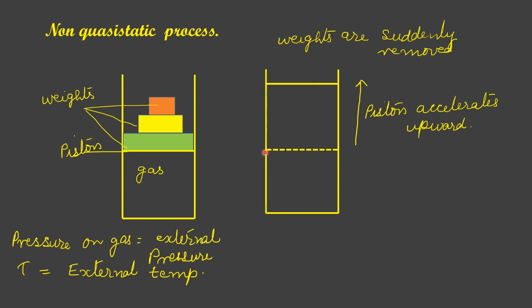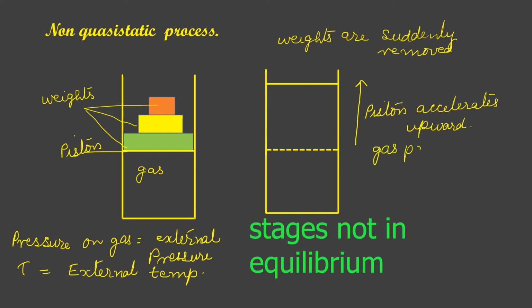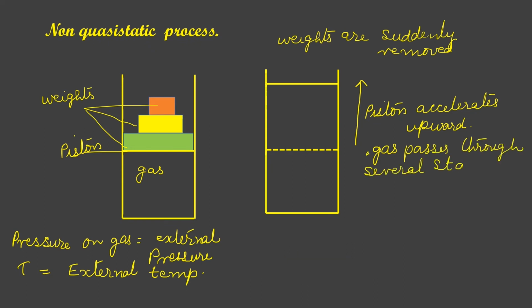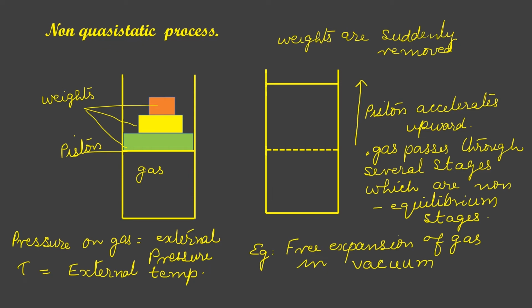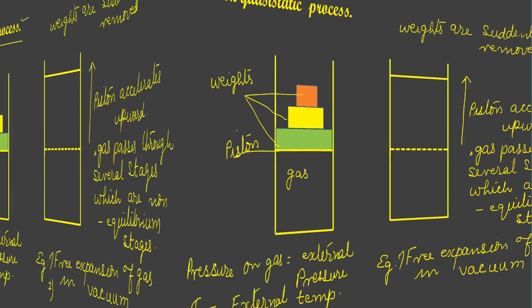The gas passes through several stages or steps before attaining this final stage. But nowhere in between the initial and final stage, the gas is in thermal and mechanical equilibrium with the surrounding. Work done is equal to P delta V. But since the stages are not in thermal equilibrium, this equation cannot be applied here. This is non-quasi-static process.